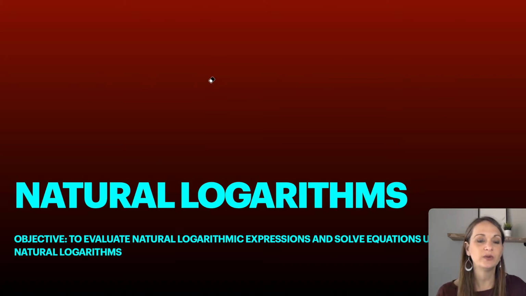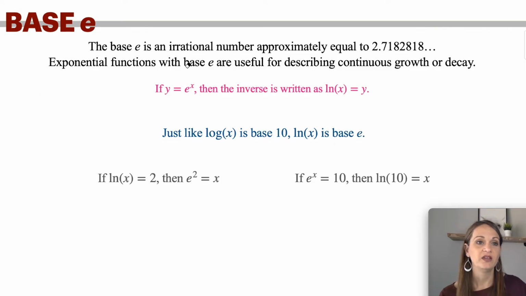In this video, we'll be discussing natural logarithms and how to evaluate their expressions and solve equations using them. In the past, we discussed that we had a base 10 for logarithms. And now we're going to talk about the fact that there is something called a base e. e is actually an irrational number, approximately equal to 2.71.